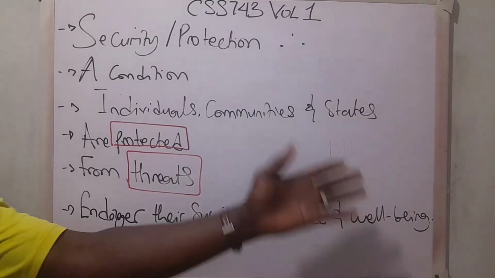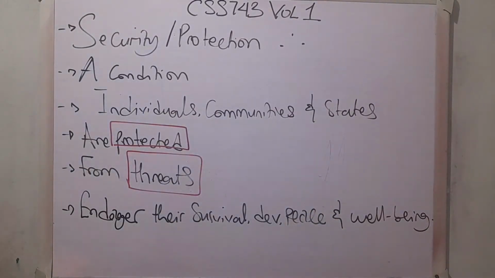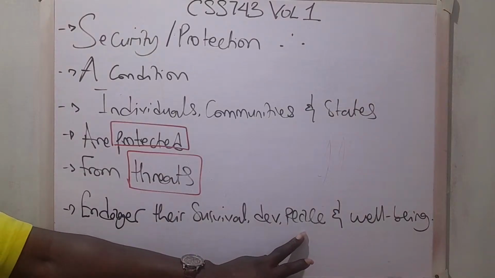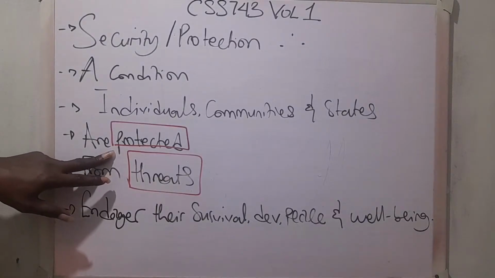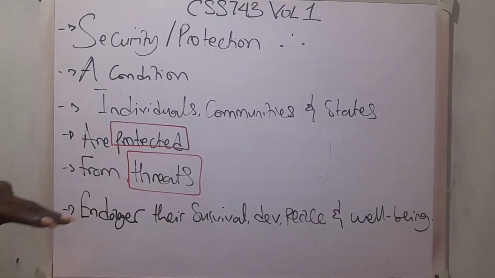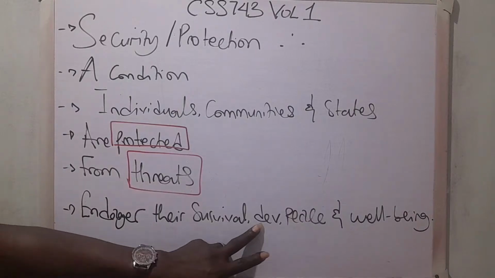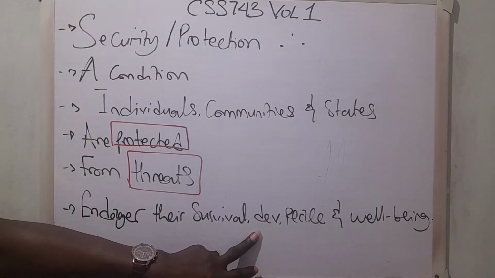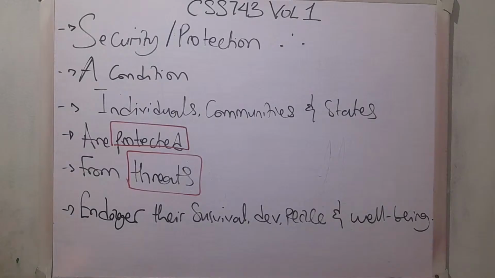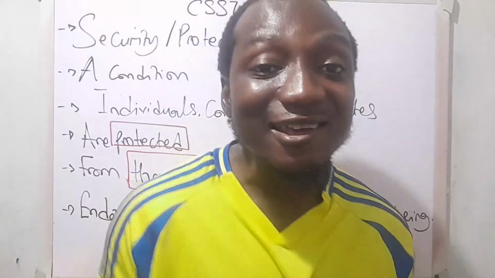Why? Because every society requires peace. Every society requires protection. Are we together? Every society wants to achieve development in all ramifications. And as societies have evolved, new forms of threat have emerged. You see why security is very important? Because every now and then things are changing. The nature of man is dynamic.